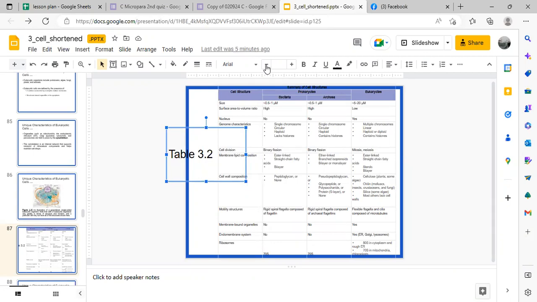Membrane-bound organelles, wala sa prokaryotes, pero meron sa eukaryotes. Endomembrane system, wala sa prokaryotes, pero meron sa eukaryotes. So endoplasmic reticulum, Golgi apparatus, and lysosomes. Ribosomes, so 70S sa prokaryotes. Yung eukaryotes, 80S yung sa cytoplasm, but since may mitochondria siya, 70S.